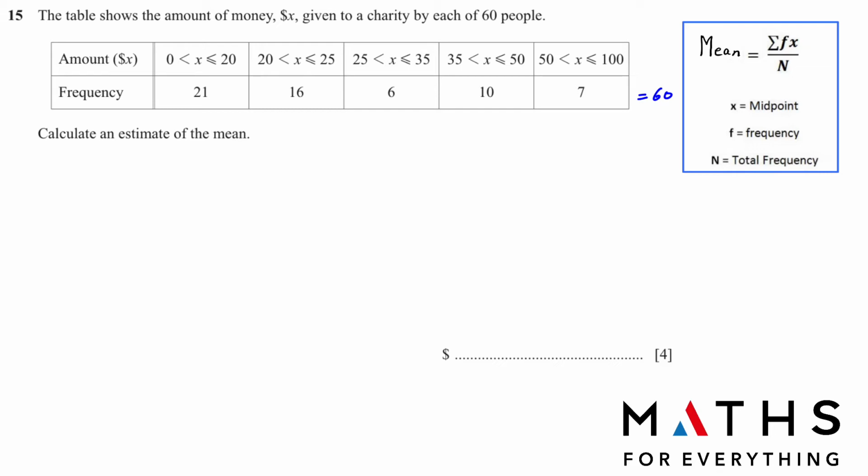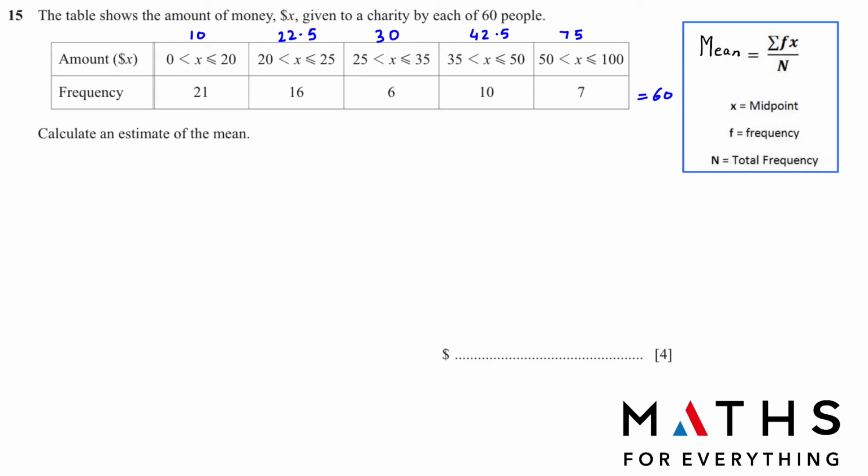To find the midpoint, we add the class limits. 0 plus 20, we add them and divide by 2. This will give us 10. The same we are going to do for all of them. And this is what we will get.